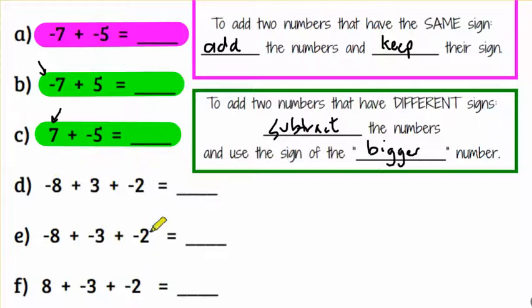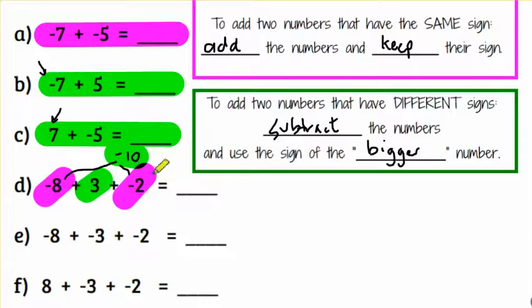And I like to move things around or at least group them together based on their signs. So for example, in D, I would probably think, well, -8 and -2 can go together because the signs are the same. So -8 and -2 make -10. So now what I have is -10 and a +3. And in that case, those are different. This is -10 and this is +3. So think about what your answer would be for those.